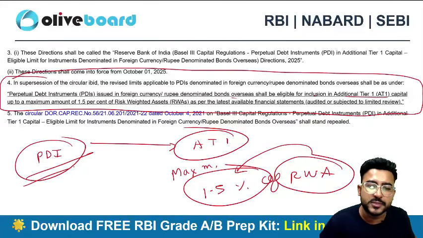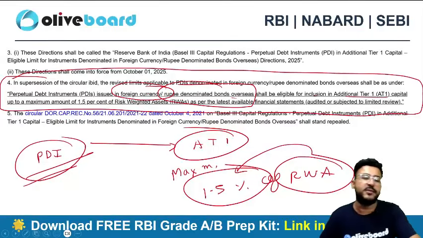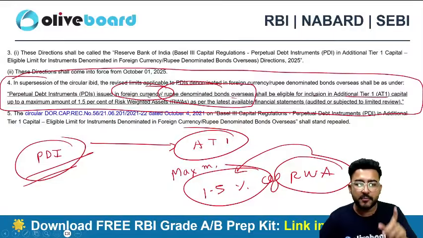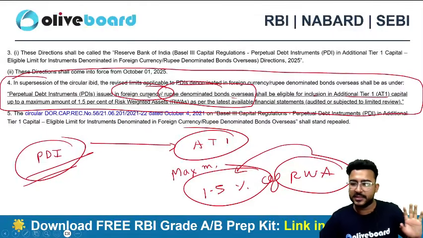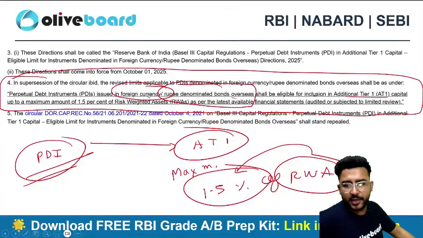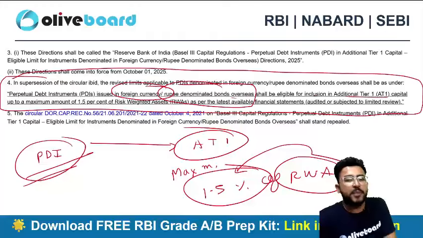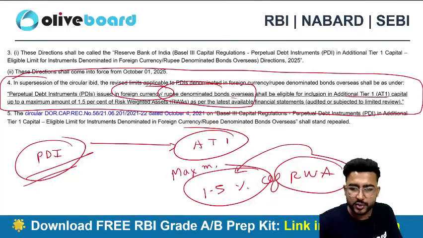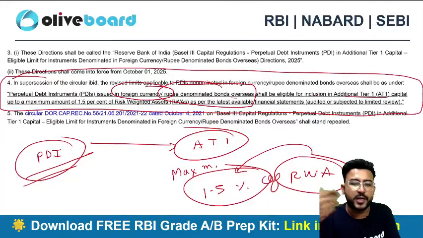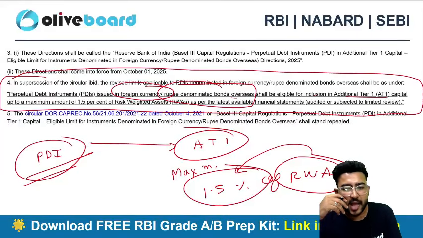I can include this PDI, which is issued in foreign currency or maybe rupee denominated bonds overseas, in my AT1 capital, but only up to 1.5% of the risk weighted assets. So can you tell about the PDI in short? Okay, no problem at all, Sudarshan. What is PDI? Perpetual debt instrument. What is a debt instrument? If I have issued a debt instrument to you, let's suppose I have taken 1 crore rupee from Sudarshan and I have issued him a PDI, perpetual debt instrument.